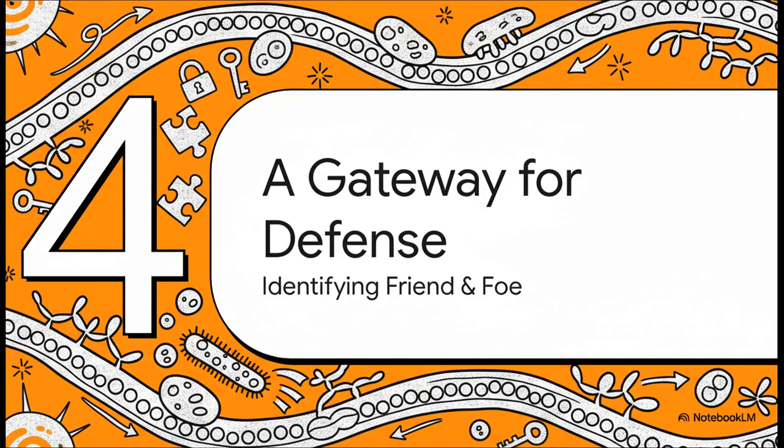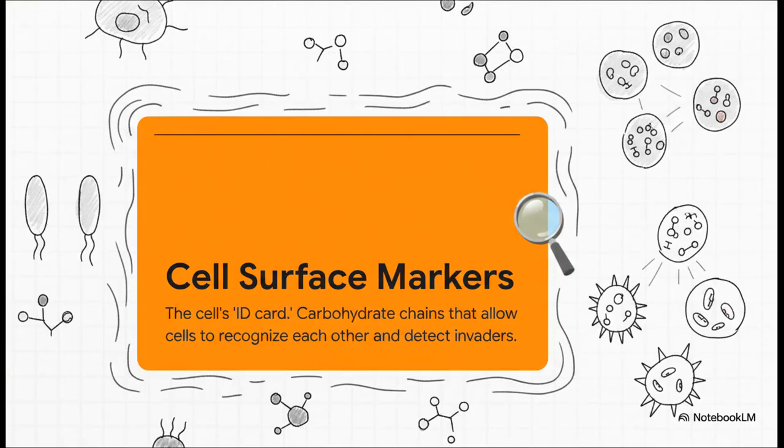Okay, so we've got this amazing fluid mosaic structure with all its key players, but let's see how it actually works in a real-life situation. Let's say your body needs to defend itself against an invader, like a nasty bacterium. Remember those carbohydrates we mentioned? This is their moment to shine. On the outside of the cell membrane, these little carb chains are attached to proteins and lipids, and they act like the cell's unique ID card. They let your body's other cells know, hey, I'm one of you, I'm self.